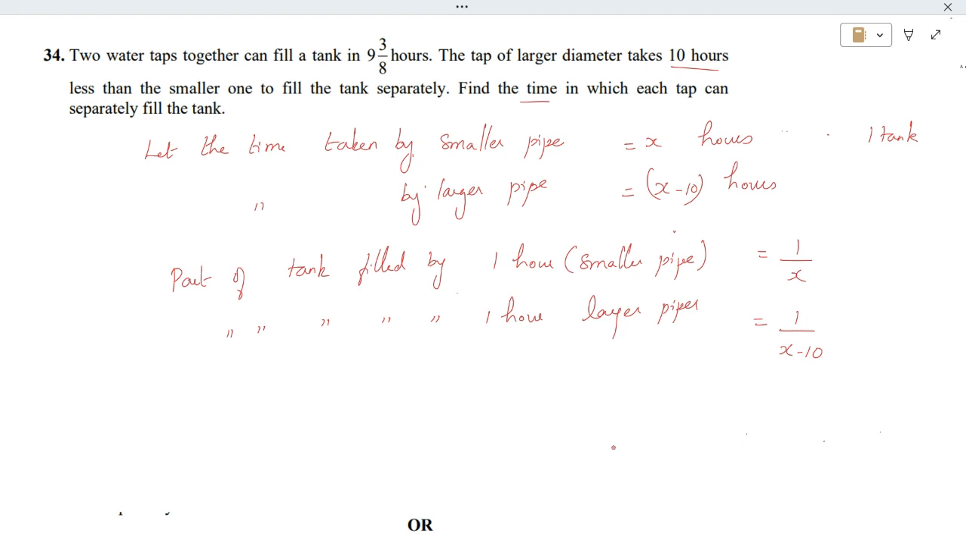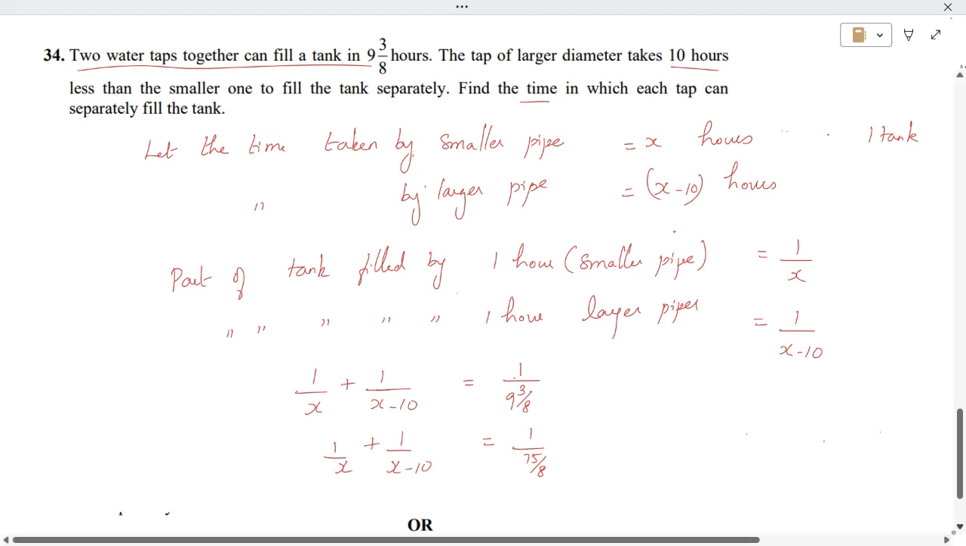Now come to the first part of the question. Two water taps together can fill a tank in 9 3 by 8 hours. So when I add together, both the taps can completely fill a tank in 9 3 by 8 hours, isn't it? So that is 1 by 9 3 by 8. So 1 by x plus 1 by x minus 10, because we are calculating per hour, is equal to 1 by 9 8s are 72 plus 3 is 75 by 8.